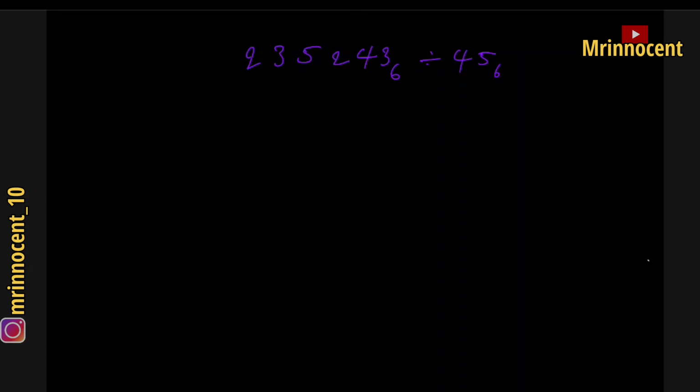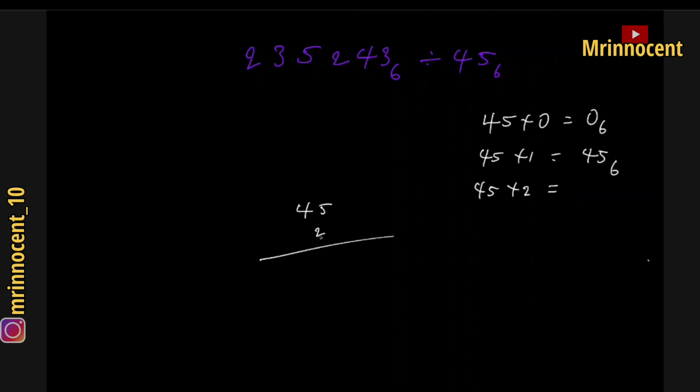Let's prepare our division chart table. So you have 45 times 0 equals 0 in base 6. 45 times 1 equals 45 in base 6. 45 times 2: 2 times 5 is 10. 10 in base 6 is 1, remainder 4. 2 times 4 is 8, plus 1 is 9. 9 in base 6 is 1, remainder 3. We have 134 in base 6.